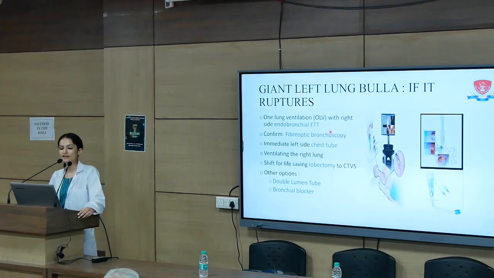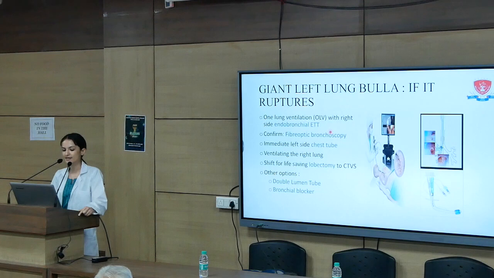Now a rescue plan if the giant lung bulla ruptured. We would have to go for one lung ventilation with right side endobronchial ETT, which would be confirmed by fiber optic bronchoscopy, and immediate left side chest tube insertion while ventilating the right lung, and shifting the patient for life-saving lobectomy to the CTVS-OT. Other options were use of double lumen tube and bronchial blocker. We extubated the patient on table after neurological assessment was done in order to prevent further positive pressure ventilation.